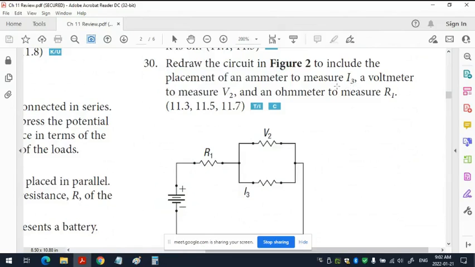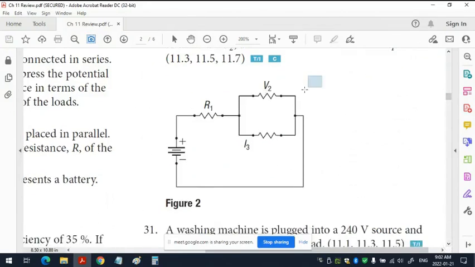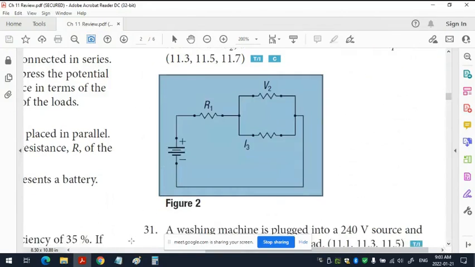Question. What does an ammeter do? Does it use two hooks, or does it just go in? An ammeter. It goes in. So, everyone, yes, sure. So, it would look like this. Look, everyone. Let me show you.